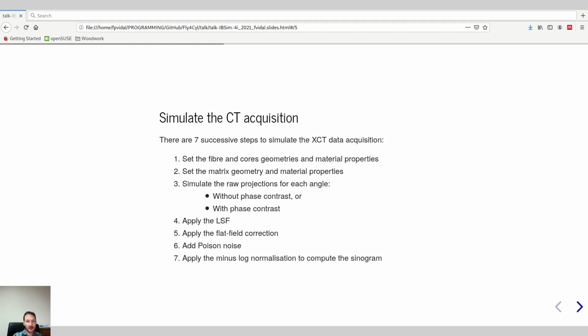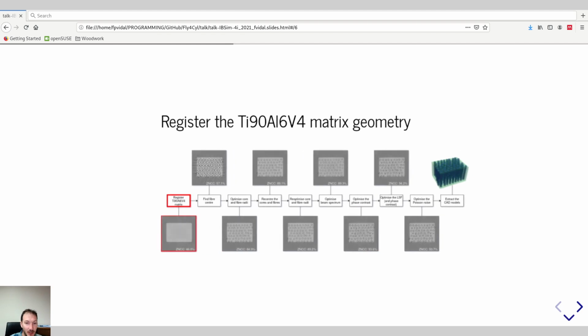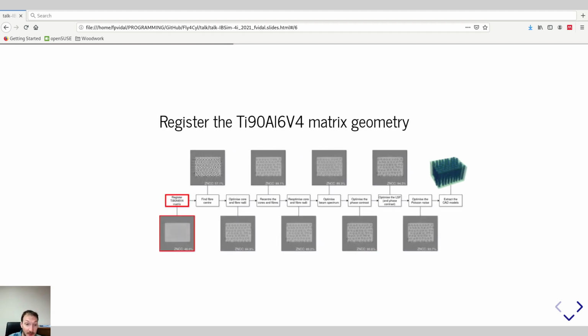So to simulate the CT scan, we set the fibers geometry, then the core, then the matrix. We simulate the raw projection for each angle. We can add phase, beam hardening, LSF, flat field correction, Poisson noise, and the normalization, like linearization. And then we can run our pipeline. So from now on, I'm only going to show results with the RMSE on sinogram with normalization.